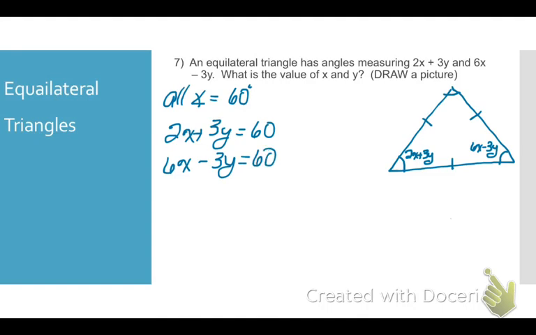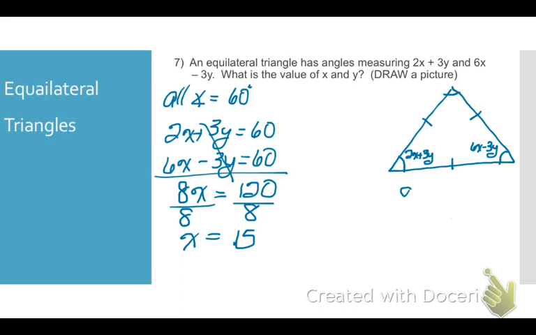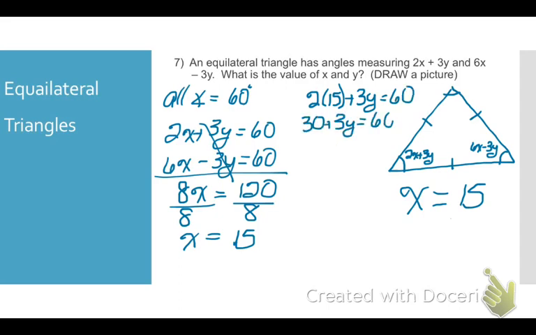This is a system of equations, and it already has a positive and a negative 3y, so I can just add them together and solve for x. And I get that x equals 15. And then to find y, I am going to take that 15 and put it back into one of my original equations and solve for y. And we find that y equals 10.